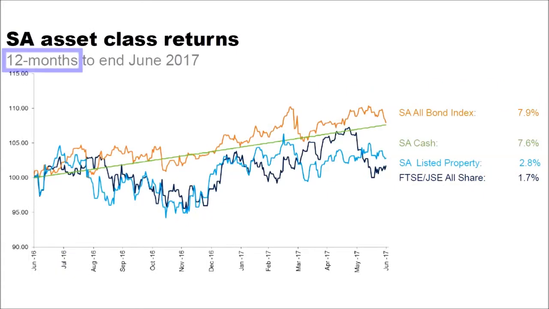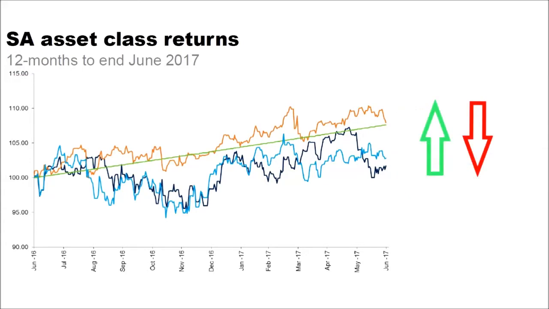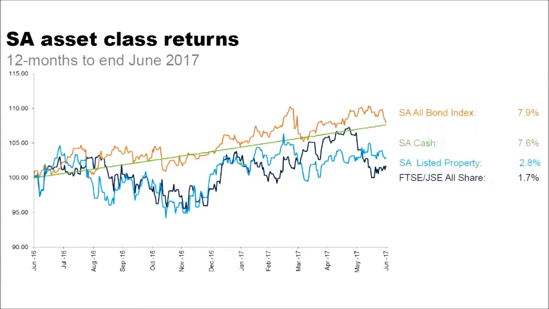However, if you look at the 12-month period, that position is inverted completely. And that's actually quite normal in periods of underperformance of growth assets. We've seen it before and we will see it again. So in this instance, the biggest driver of performance has been bonds and cash, and the lowest drivers of performance have been listed property and equities.